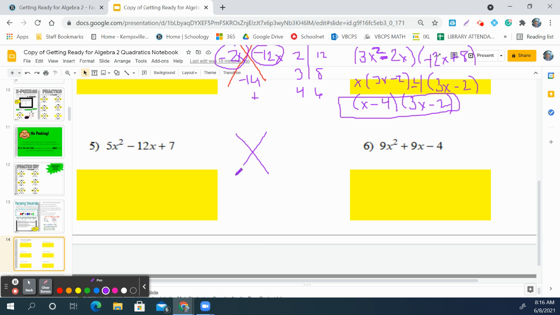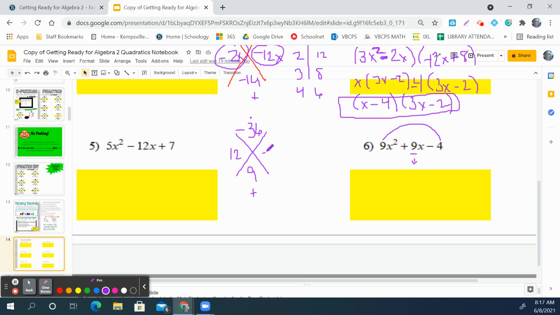How do I do number 6? This will be the last problem of the day, I think. What goes in the top? And what goes in the bottom? So we multiply the 9 and the negative 4 to get negative 36. Watch out for that negative sign. That's where a lot of people get messed up sometimes. And then we've got a positive 9 in the bottom. So what multiplies to negative 36 and adds up to 9?